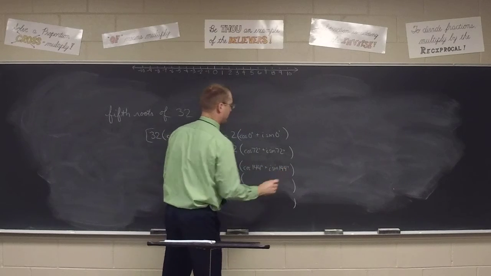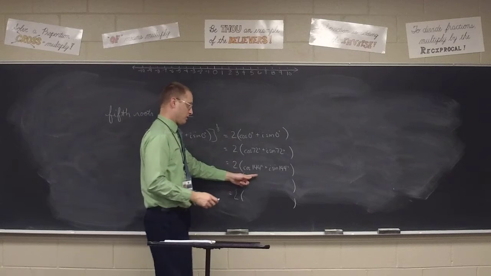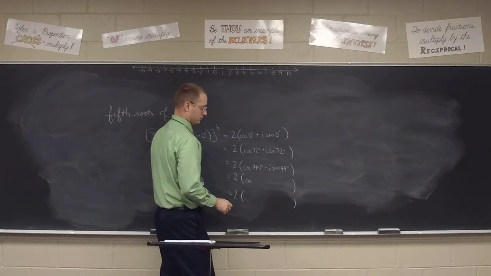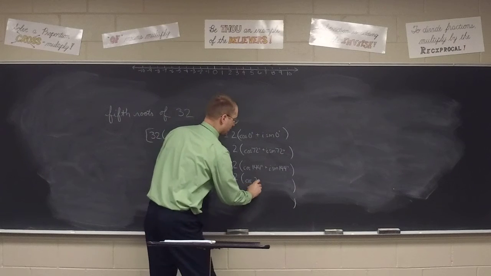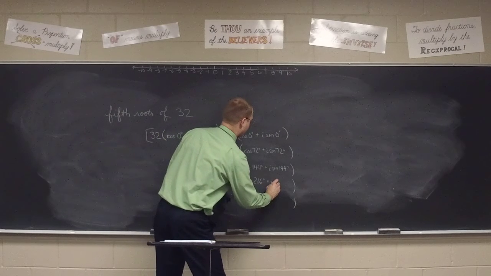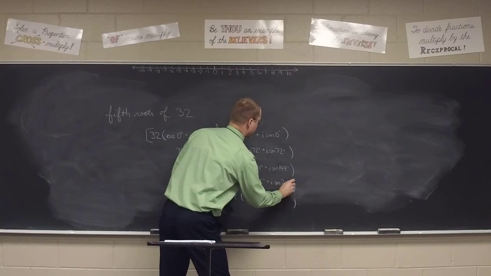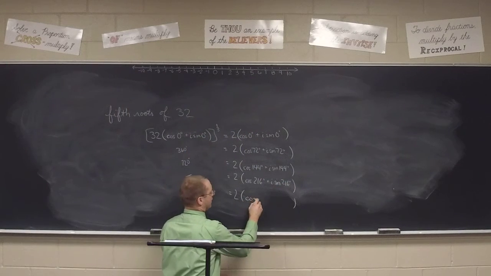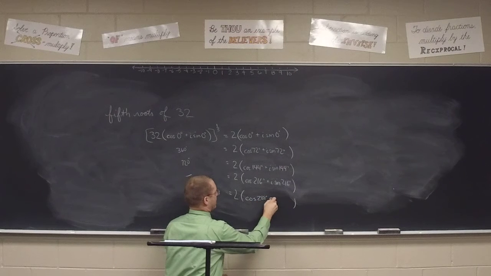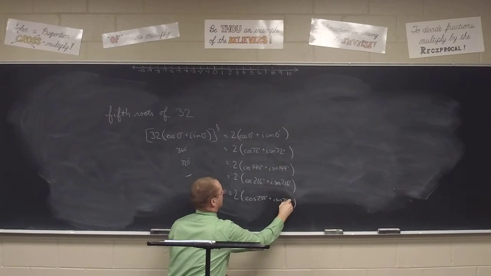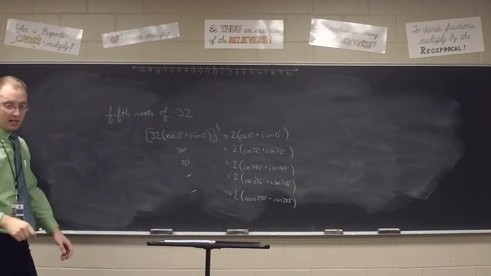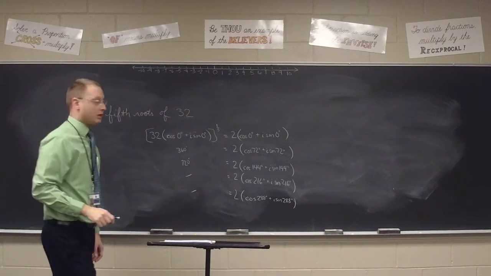What's the pattern? 72. That's 72. All right, so what's the next angle? 216. Cosine 216 plus i sine 216. So what's the next angle got to be? 288. How do I make sure I'm on the right track here? The next one should be 360. Add 72 more and make sure it hits 360. Does it? Mm-hmm. All right, then we're good.